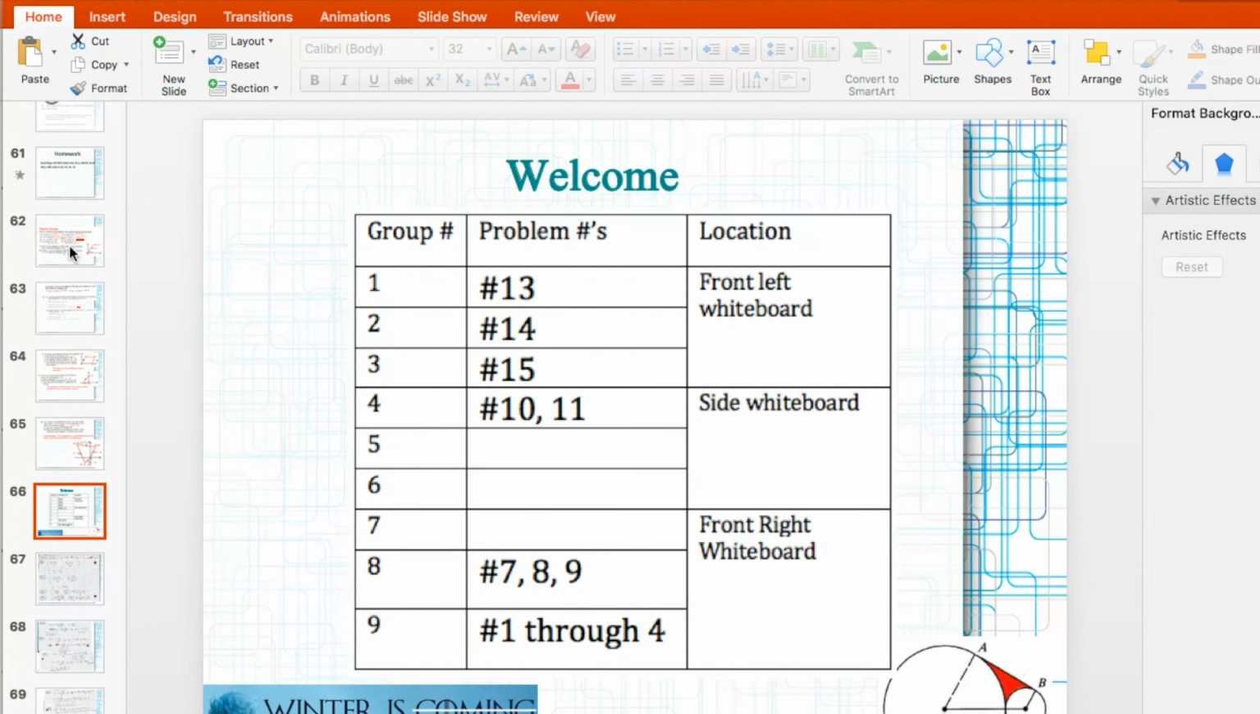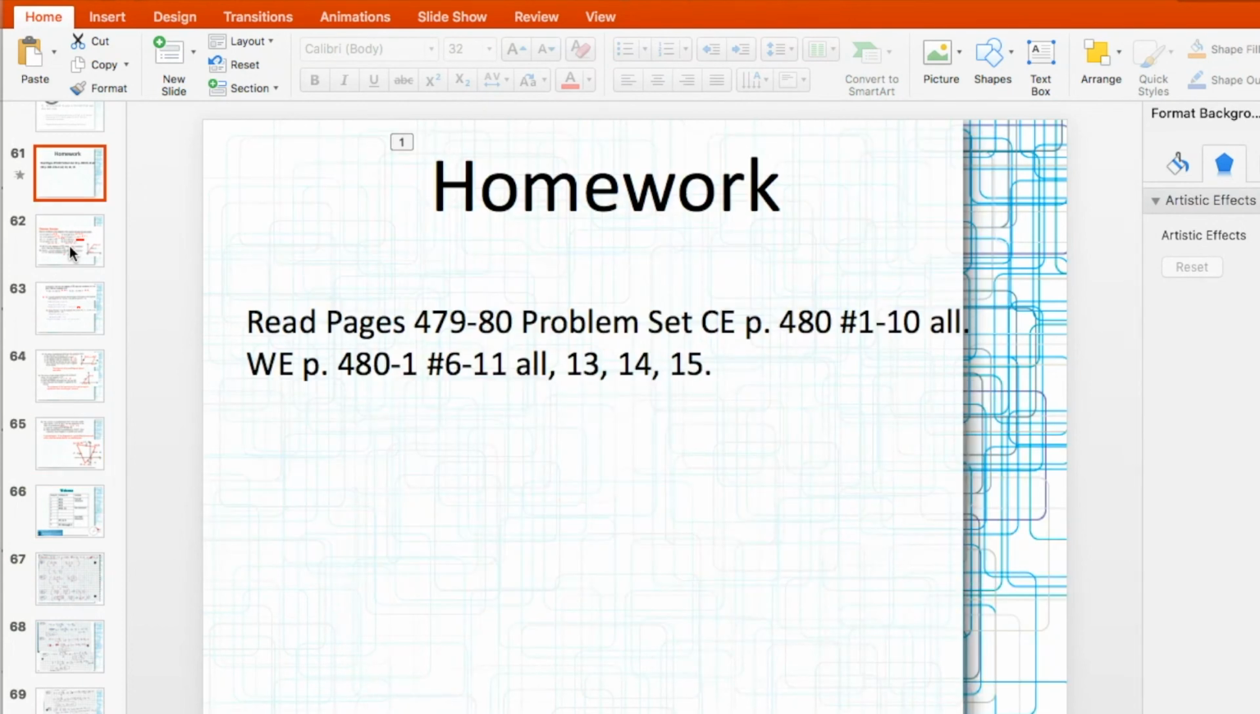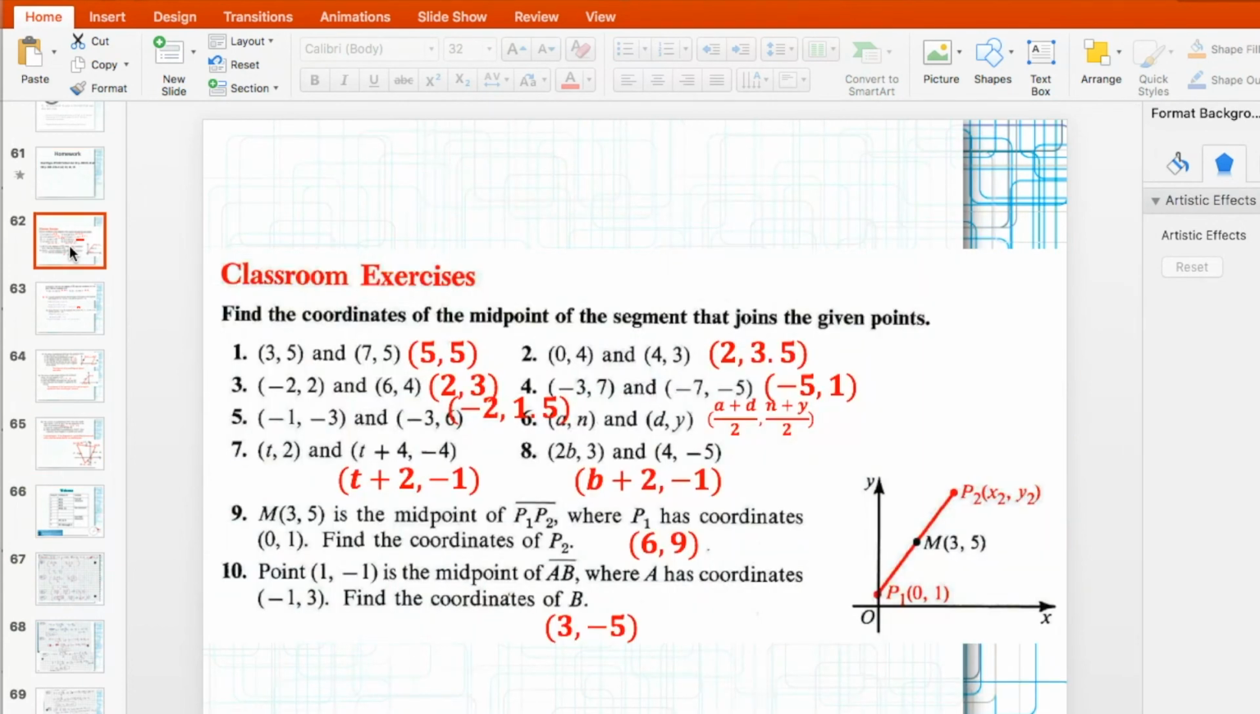I might put this in Google Classroom so that you can check your answers as you go along, but just getting practice using that midpoint formula.